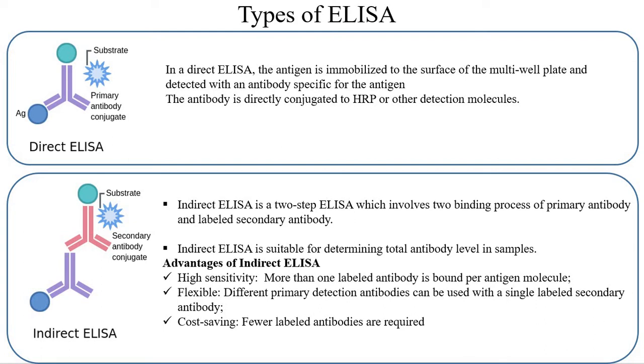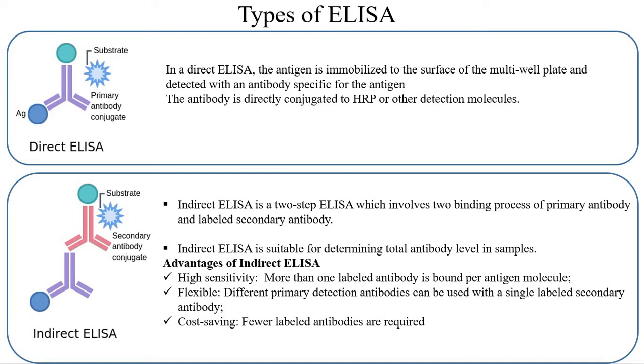In other words, in direct ELISA, the antigen is immobilized to the surface of the microtiter plate and detected with an antibody specific for the antigen. The antibody is directly conjugated to HRP or another detection molecule. Direct ELISA has the overall easiest setup.